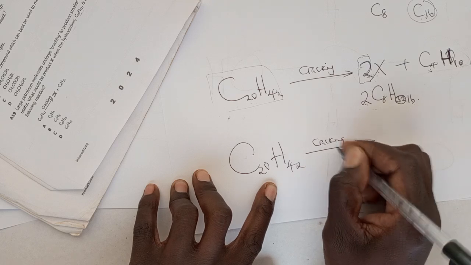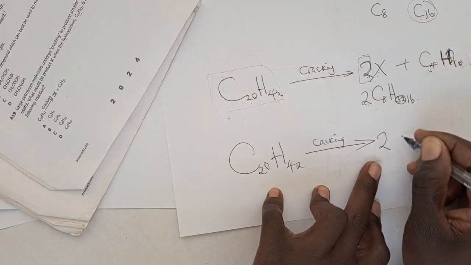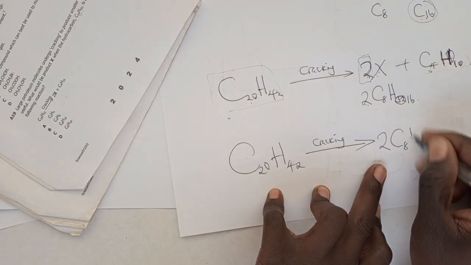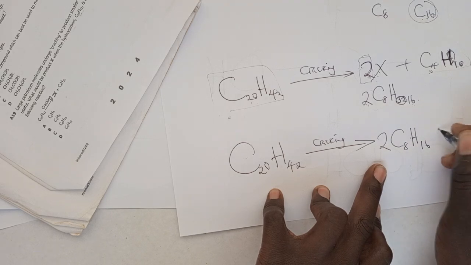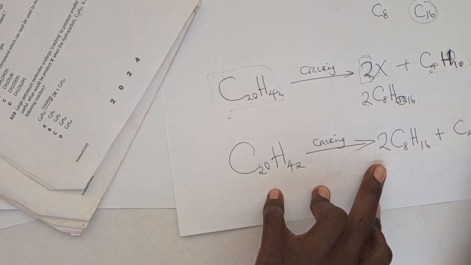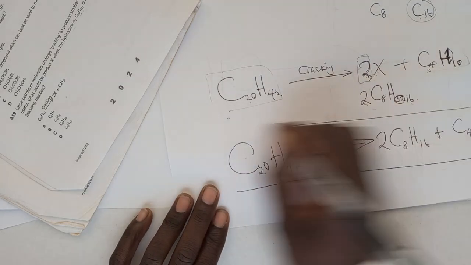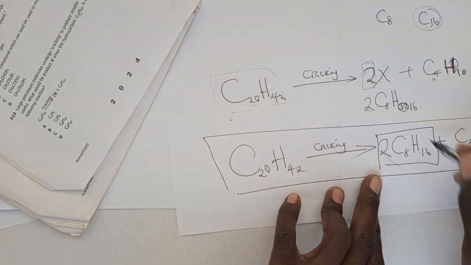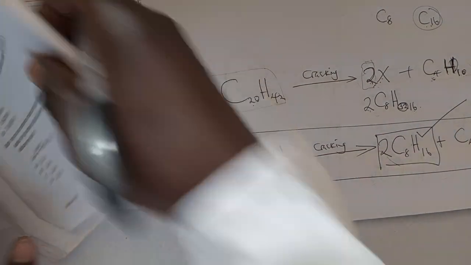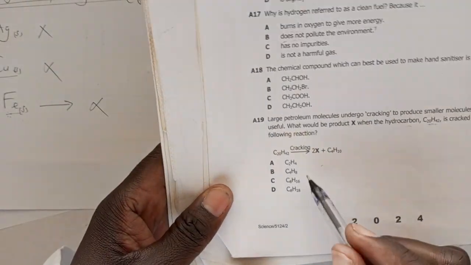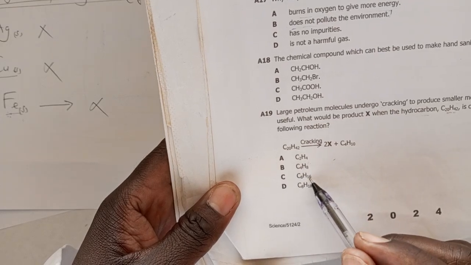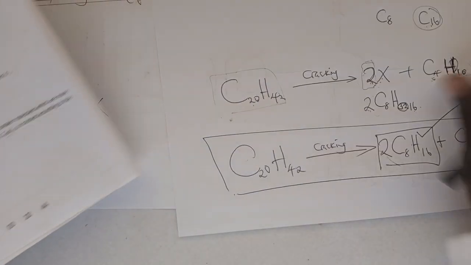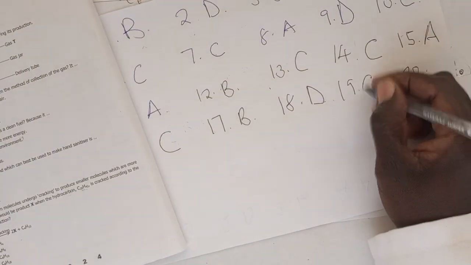Here the cracking takes place. Then we'll have 2C8, H16 plus C4, H10. The equation is now balanced, and the product of X must be this. So we go to the options. So we have C4, 8, 16. The answer is C. Question 19, the answer is C.